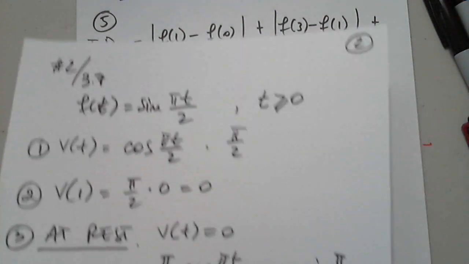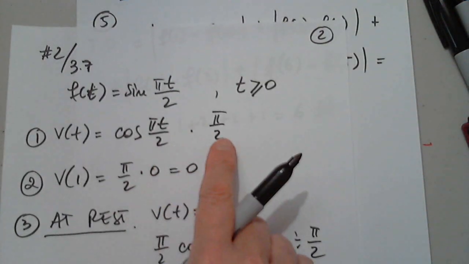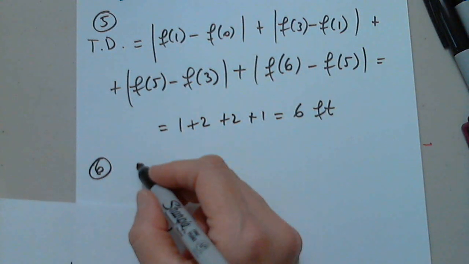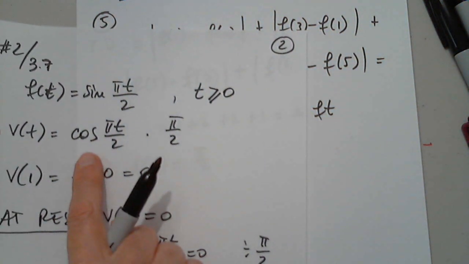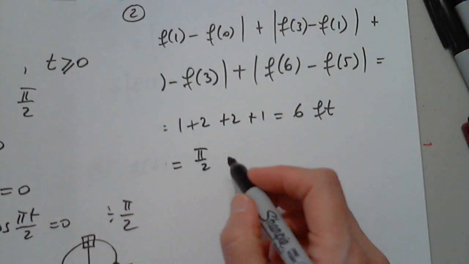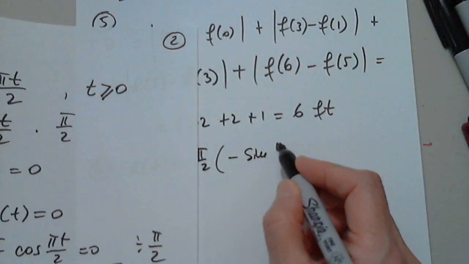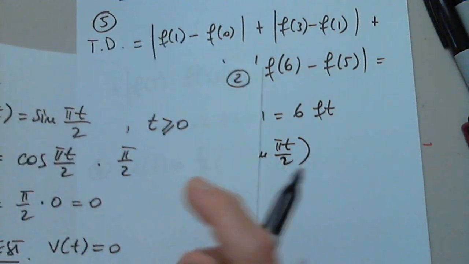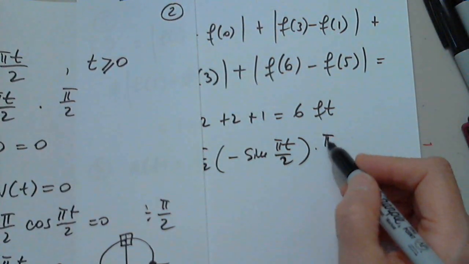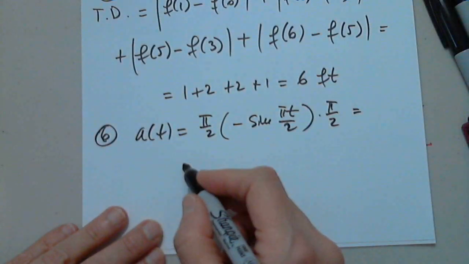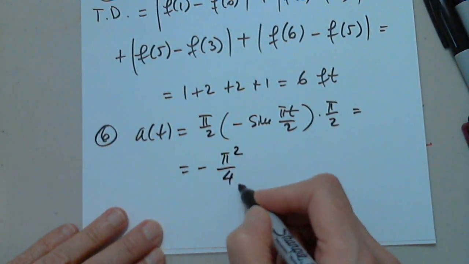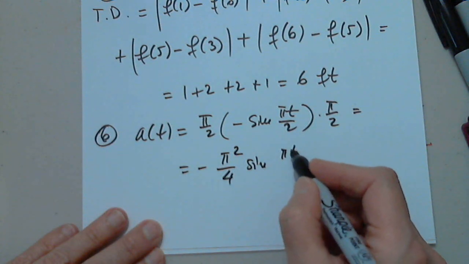Okay, so remember the velocity is this. So I have to copy pi over 2 first. So the acceleration, we have pi over 2, and we have to differentiate cosine. When we differentiate cosine, we have negative sine pi t over 2 times the inner function prime, which is pi over 2. So the final simplified form will be negative pi squared over 4 sine pi t over 2.